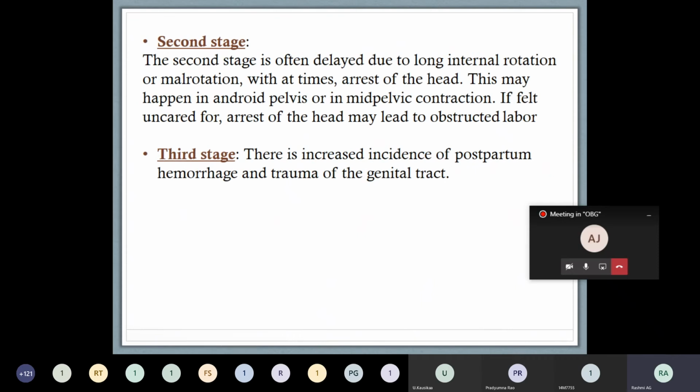The second stage is also delayed because of the long internal rotation or the malrotations, which sometimes cause arrest of the head. This can happen in an android pelvis or in mid-pelvic contractions. If it is not recognized properly, it can cause arrest of the head, which can lead to obstructed labor and unfavorable manifestations. Coming to the third stage of labor, because of the prolonged labor, there is an increased incidence of postpartum hemorrhage, and also when the head is delivered by a movement of flexion or because of the prolonged labor, sometimes there can be trauma to the genital tract.